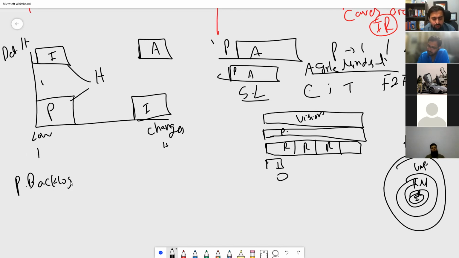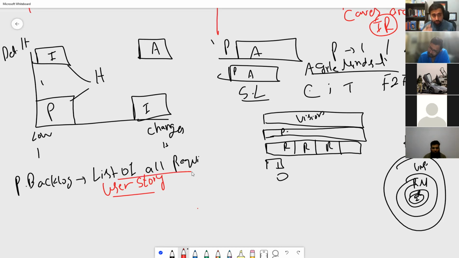What is the product backlog? The product backlog is the list of all requirements of the project. Nothing more, nothing less. A list of all requirements in terms of what the user wants. We call it a user story. So what the project manager wants, what the stakeholder wants, what the sponsor wants, we put in the form of a user story. User stories are written on a sticky note, a card, and they have the confirmation criteria on that.